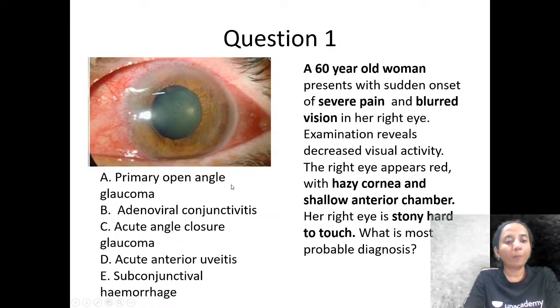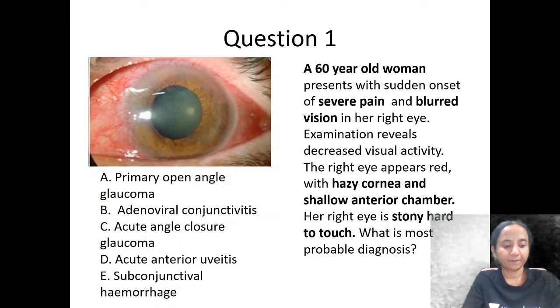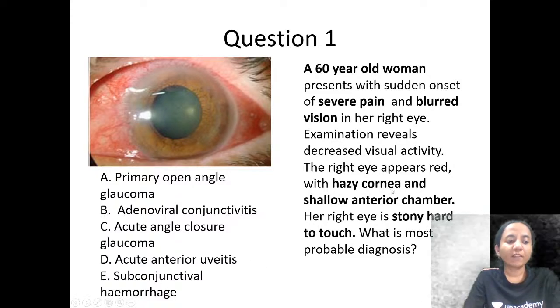Is it primary open angle glaucoma? Is it adenoviral conjunctivitis? Is it acute angle closure glaucoma, acute anterior uveitis, or is it a subconjunctival hemorrhage? What will you call this?